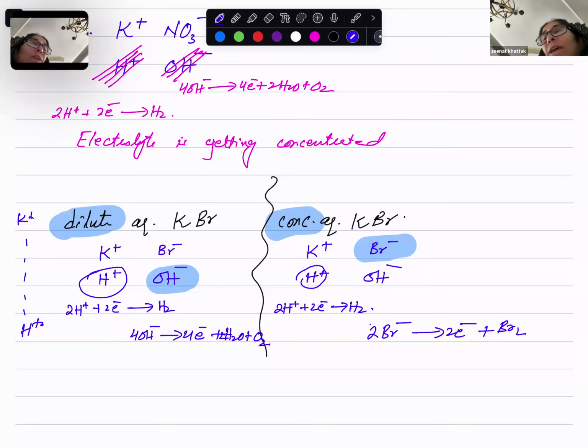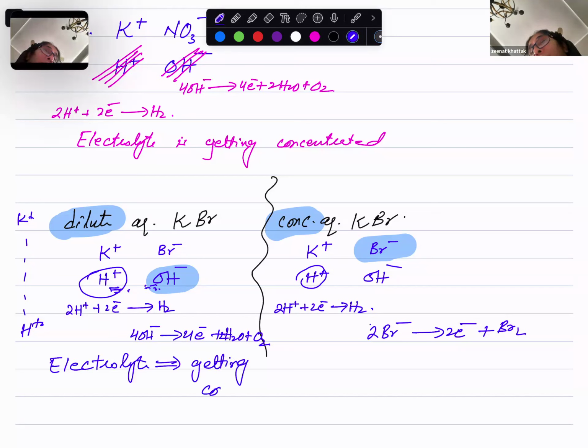What is left? When the H and OH are being discharged, water is removed. So the electrolyte is getting concentrated, since H and OH are leaving.